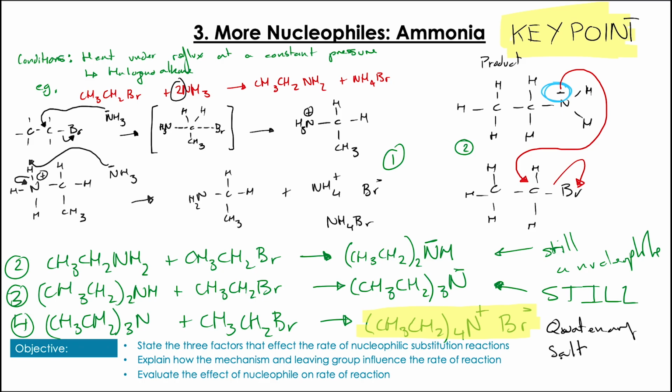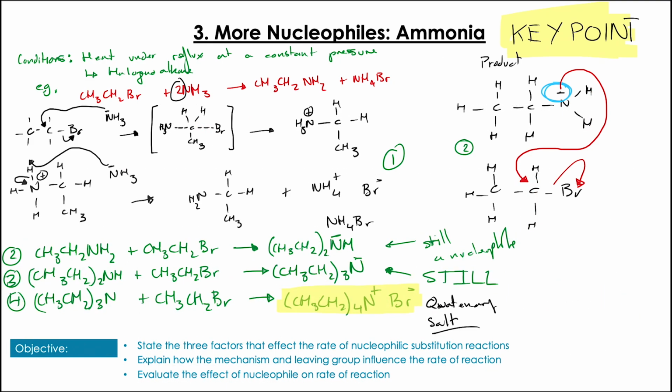So this is why we need to have lots of excess ammonia because based on what we did earlier in the video, we know that less steric hindrance makes ammonia a stronger nucleophile than the primary, secondary, or tertiary amines produced. So as long as we have enough ammonia around, it will preferentially take part in the reaction, producing the product that we want.